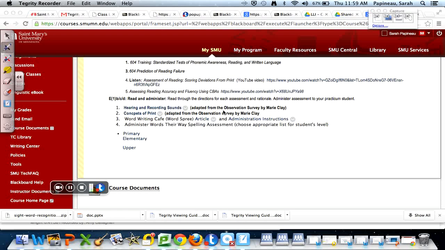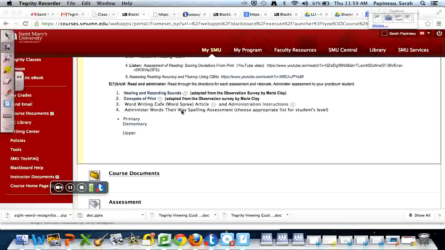So the next 2 assessments are, well, the 3rd one, I should say, also has an article to go along with it, as well as administration instructions. And this is really what we call a word spree, where you're going to have the student for 10 minutes write down as many words as they can think of. It's really unconventional in a sense and can make students a little uncomfortable because they don't quite understand why you're asking them to write everything down.